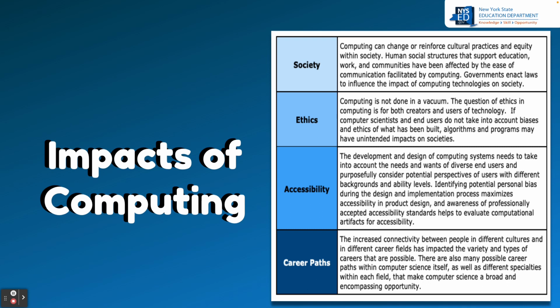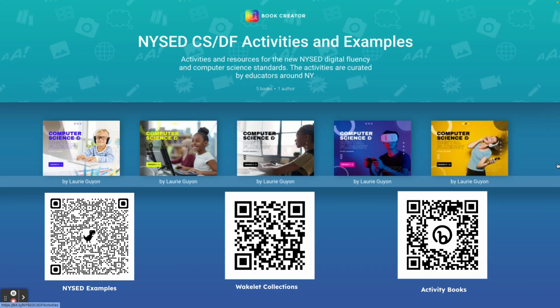And then when we move on to the next subcategory, it is ethics. Here we're talking about the ethical design and build of our technology, the algorithms, and thinking about the impacts it may have on societies, both intended and unintended. And then we have accessibility, where we're thinking about making sure that our diverse end users are supported. And then finally, we have career paths, where we're looking at different careers that are possible within computer science.